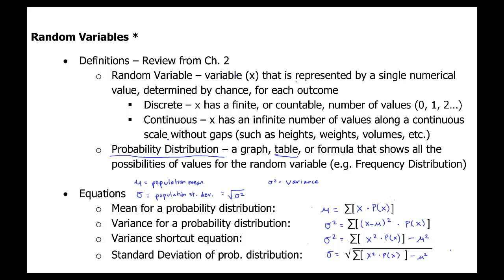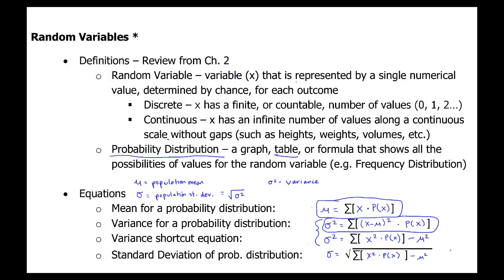For the mean, we're going to take each value of x, or each possibility, multiply it by its probability, and then add those all together. There's two different ways to calculate the variance. The way that I'm going to show you in the example is the first one, where we take each value of x and subtract the mean, square it, and then multiply that by the probability of that value for x, and then add those all together.